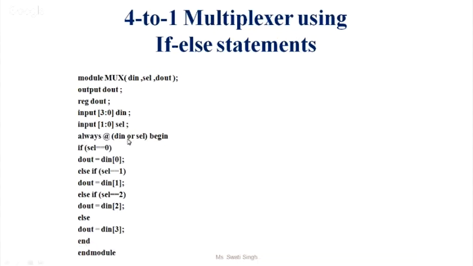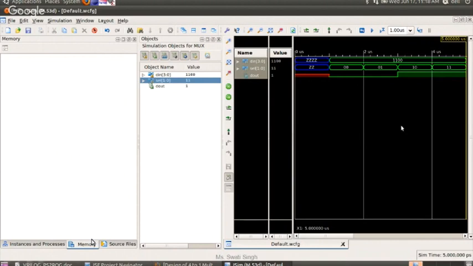Now always at D in or select. If there is a change in D in or select, it will begin. If select equal to 0, meaning the select lines S1 and S0 are 0 0, then D out equals D in 0, because D in is the input and it has 4 bits. Similarly, else if select equal to 1, then D out equals D in 1, and so on. You can see the behavior simulation.